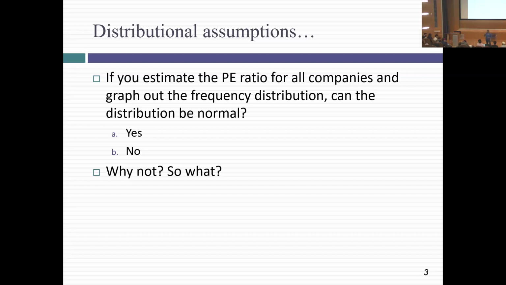Let's assume I compute the PE ratios for every company in the market. It's not difficult to do. I can do it. And I put up a distribution of those PE ratios. Remember the one distribution you still remember from your statistics class? The normal distribution, right? Can PE ratios be normally distributed? Anybody want to give that a shot? Sebastian, what do you think? Can PE ratios be normally distributed? What do you think?